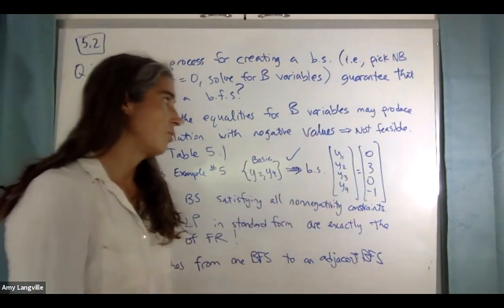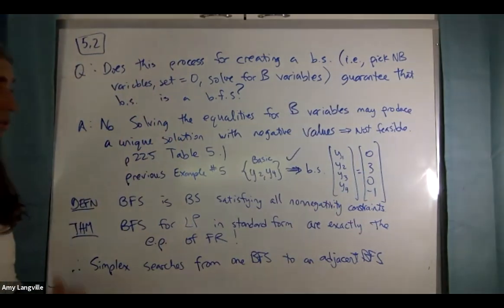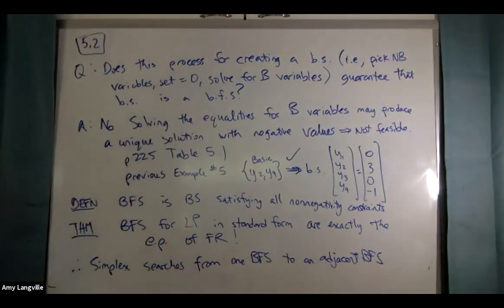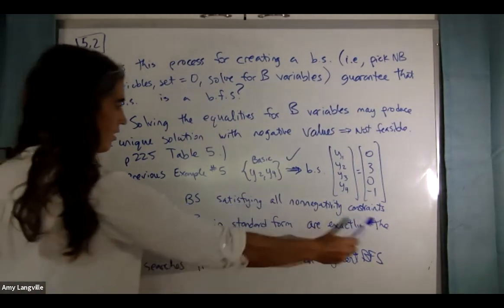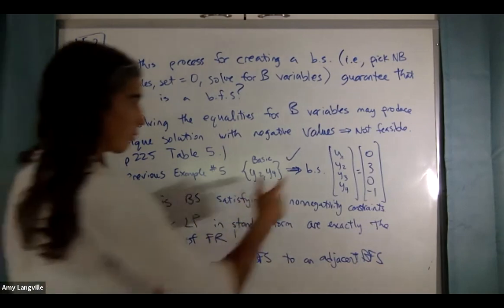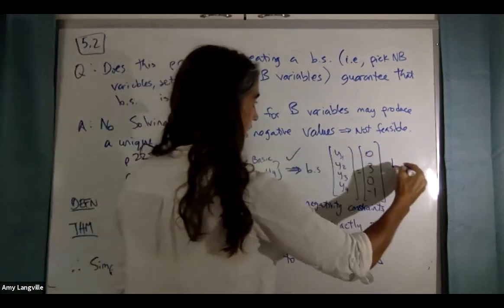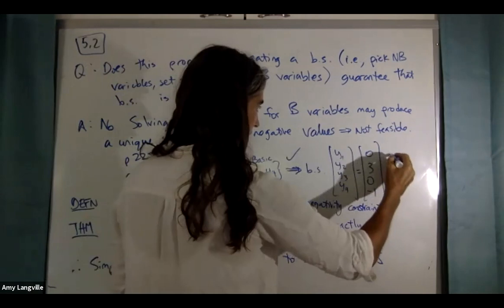So it's possible in doing this that your basic solution is not a basic feasible solution. We need basic feasible solutions. So a basic feasible solution is a basic solution that satisfies the non-negativity. So this was a BS. It's not a BFS.